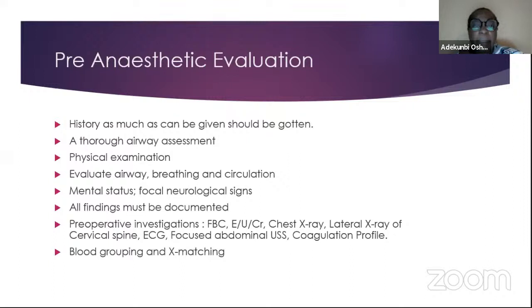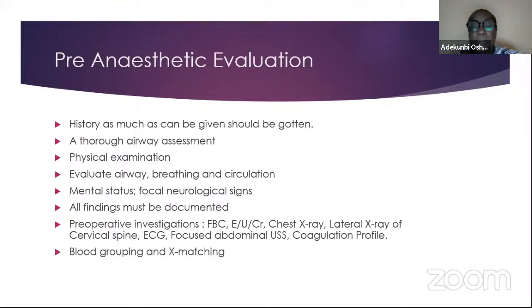Physical examination also must be done. Evaluate the airway, breathing and circulation. Look if there are other injuries involving these systems, the mental state, the focal neurological sign. Also the level of consciousness, any cranial nerve deficit, focal neurological deficit. All findings of all the systems must be documented. A thorough pre-operative evaluation of our investigations must be done if the patient has been resuscitated adequately enough.